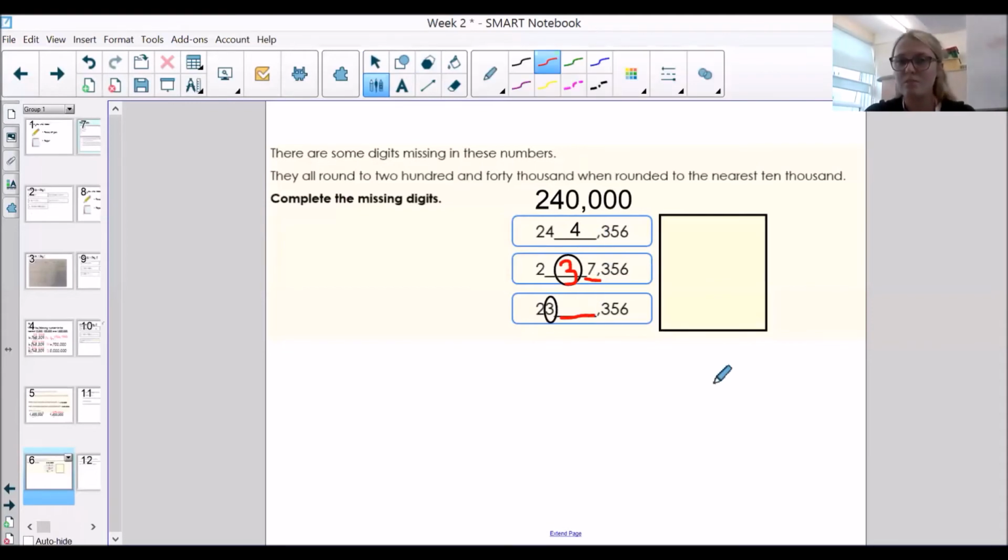Could it be a 0? No, because that means we would have to round down and the 3 would stay the same. So it'd have to be 5 or more. Okay, so you could have the answer in there of 5, 6, 7, 8, or 9. Okay, I'm going to put 9 in there.